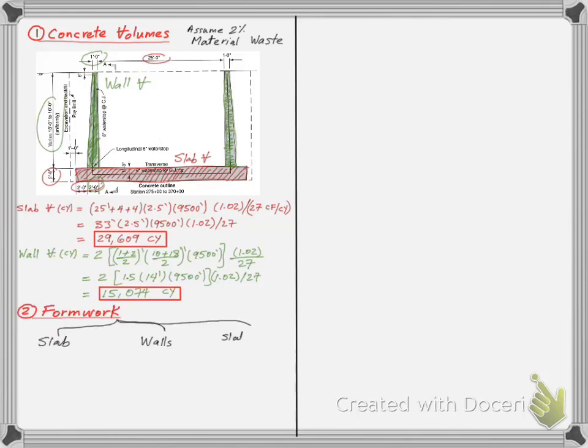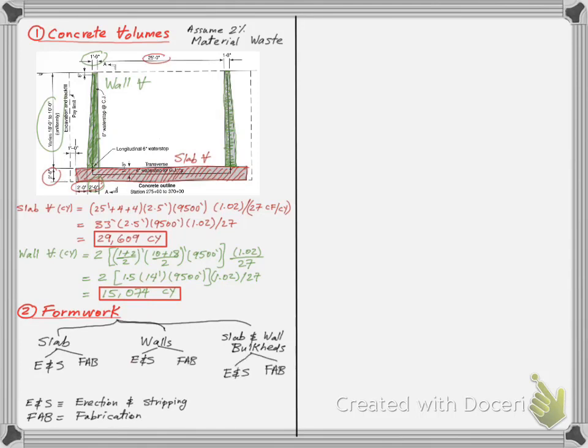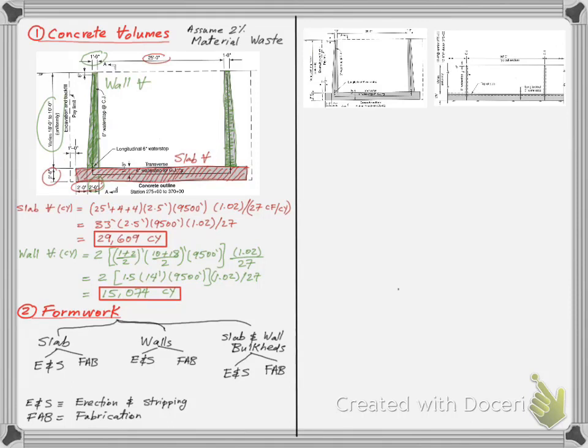The second quantity we will calculate is for the formwork of the slab, walls, and their bulkheads at the cross-section faces between the different segments. For each formwork element, we will calculate two quantities, the erection and stripping quantity and the fabrication. For the following calculations, we will need to examine both the cross-section and longitudinal sections. We will start by first calculating the E and S quantities.